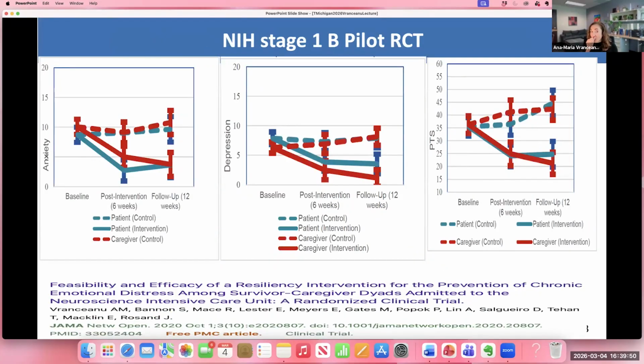So again, even though we weren't fully powered, we were able to run some between group analyses, which were very, very strong. You can see here that we found significant improvement for both patients and caregivers in depression, anxiety, and post-traumatic stress symptoms for those in the intervention versus control, and this maintained over time. Effect sizes were very, very large. There was clear statistically significant difference. So we were really, really thrilled.